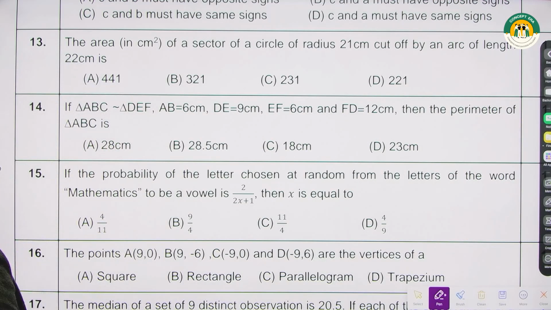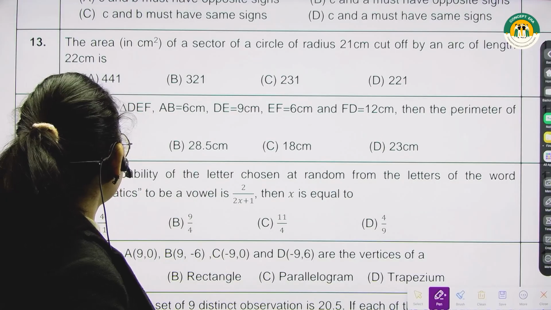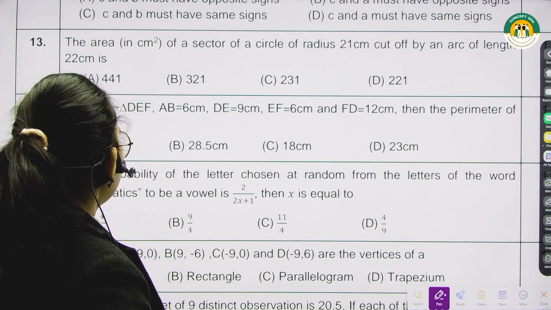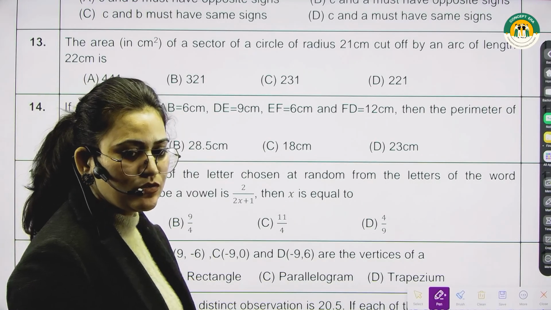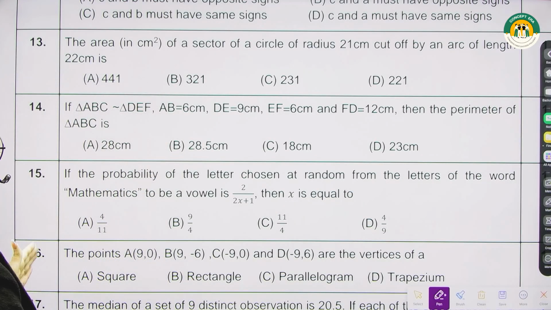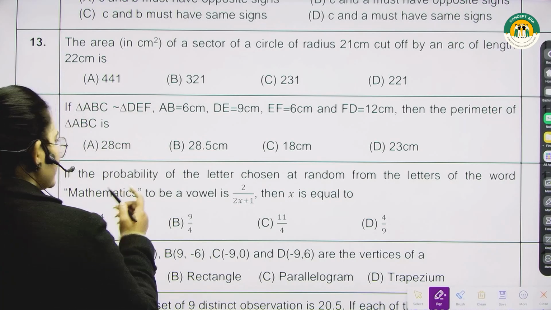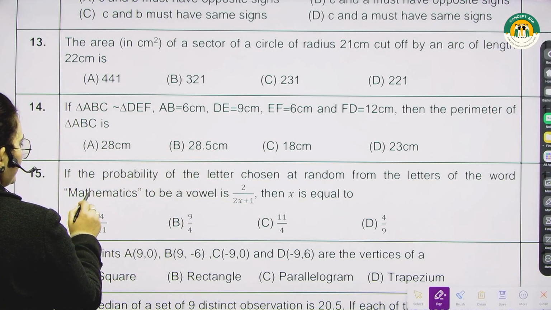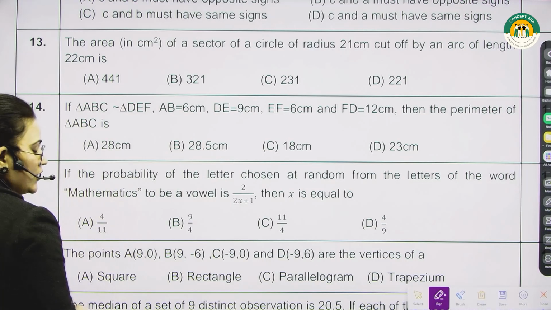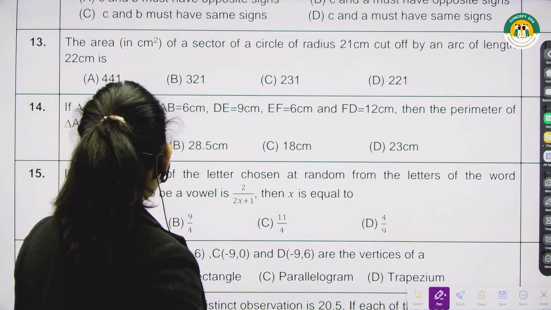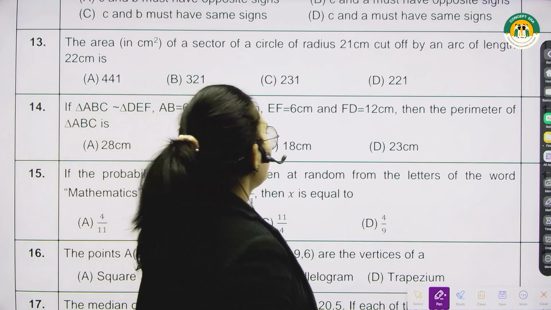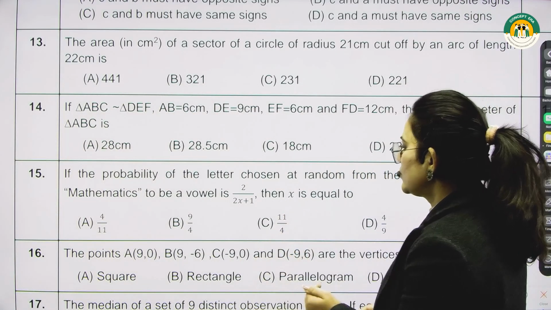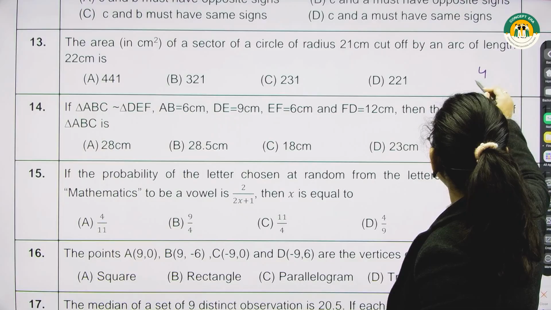15th question. If the probability of a letter chosen at random from the letters of the word mathematics to be a vowel is 2 upon 2x plus 1, and we have to find the value of x. So firstly we have to check how many letters are there. That means total outcomes 1 2 3 4 5 6 7 8 9 10 11. So total outcomes are 11. So how many vowels are there? A, E, A, I. That means 4 vowels. So probability of favorable outcomes upon total outcomes is 4 upon 11.